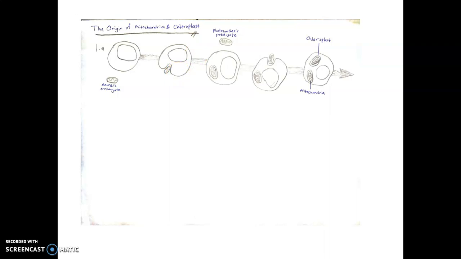And then gradually developing into a mitochondrion. A eukaryotic cell containing mitochondria engulfed a photosynthetic prokaryote, which evolved to become the specialized chloroplast organelle. So that's how mitochondria and chloroplasts form.